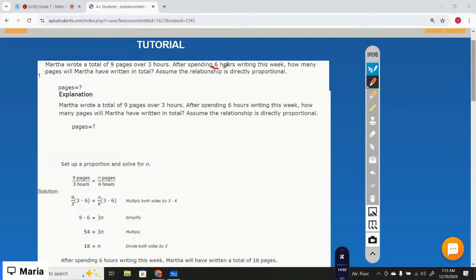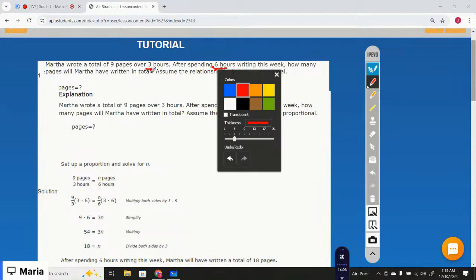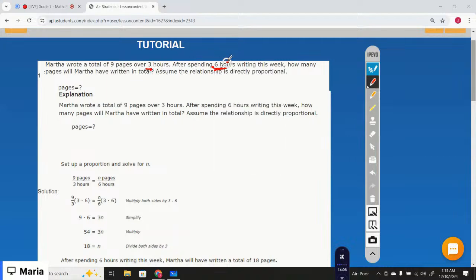Now, after spending 6 hours, time is also increasing. Earlier that was 3 hours, now that is 6 hours. So if time is increasing, that means the pages are also increasing. That is the direct relationship, right? One of the quantities is increasing, the other quantity is also increasing.